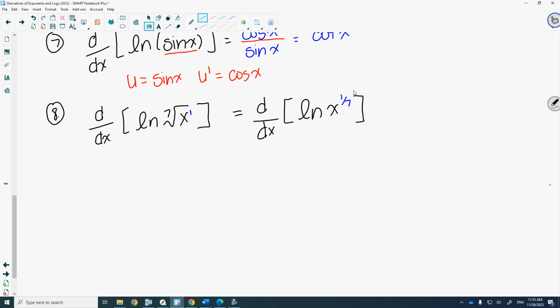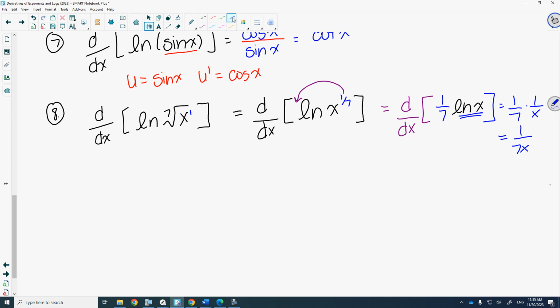The easier way to probably do this question would be to bring your 1/7 in front and say, find the derivative of 1/7 of the natural log of x. Because again, you know that the derivative of the natural log of x is 1/x. So it's going to be 1/7 times 1/x, which will give us a derivative of 1/7x. Okay, you would get the same answer if you did u prime over u. It would just be more work for that.